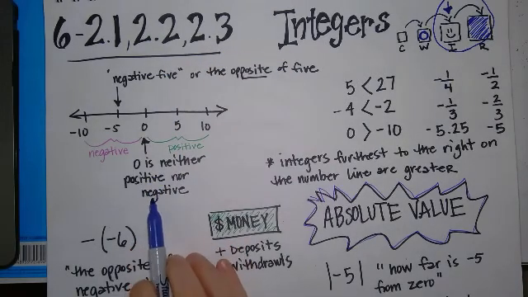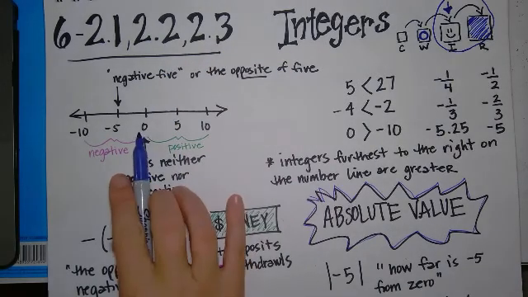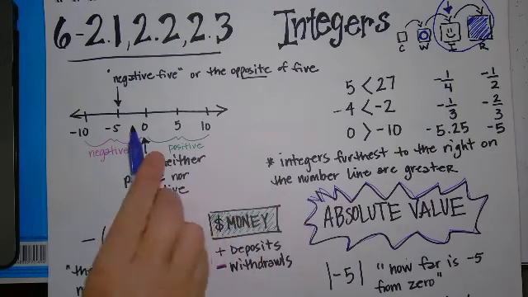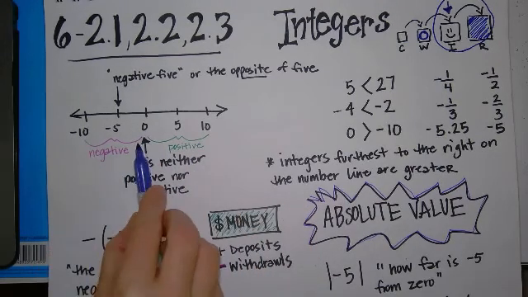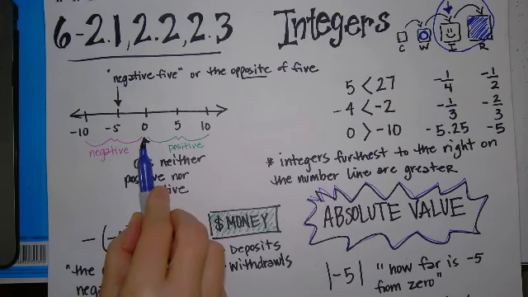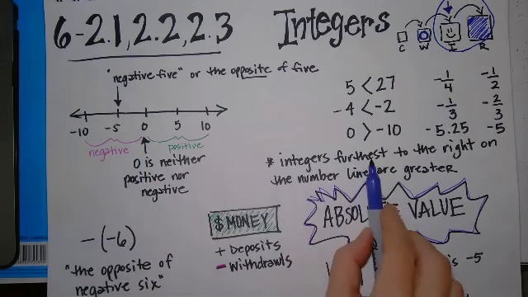And then here's an interesting piece. 0 is neither positive nor negative, so don't try to make 0 positive. Don't try to include it over here, but also don't try to include it over here. It's considered neither positive nor negative.